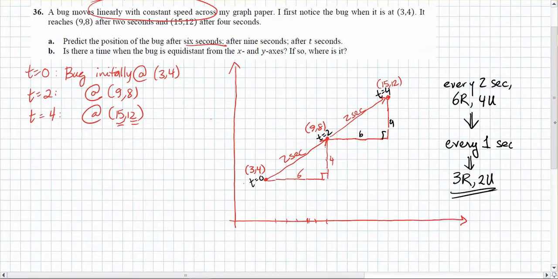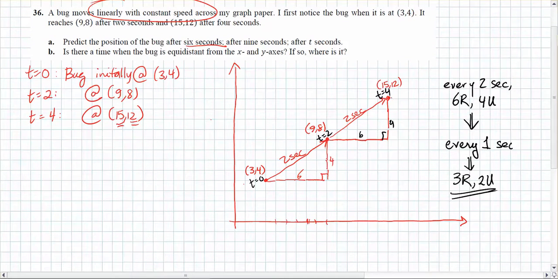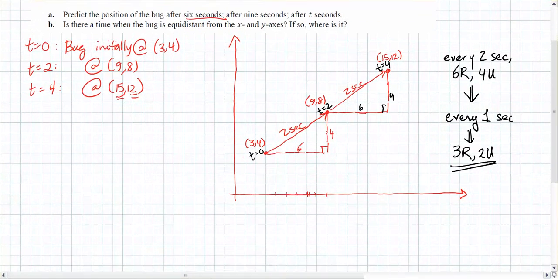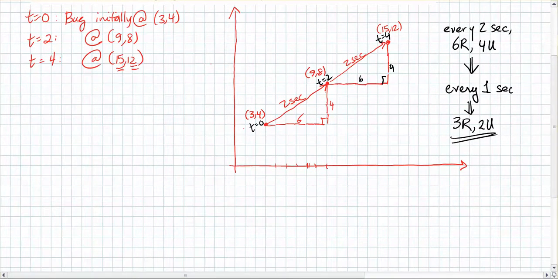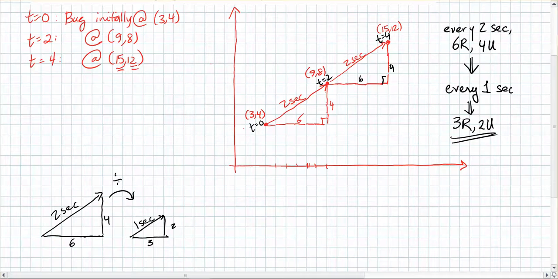So we want to figure out where is it after 6 seconds. Now I know you can just count over 6 and up another 4, but what I want to do is help you start thinking a different way about these problems. So really the key is, you know that over 6, up 4 is the 2 second triangle. So the 1 second triangle would be over 3, up 2. And you're just dividing by 2 there.